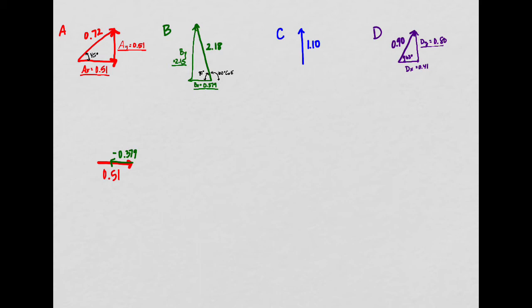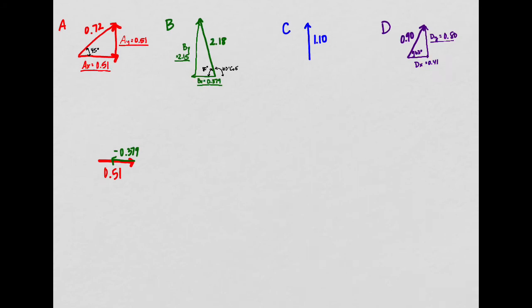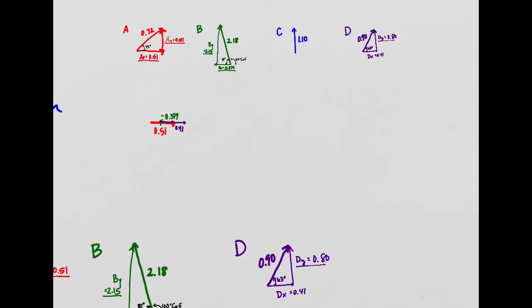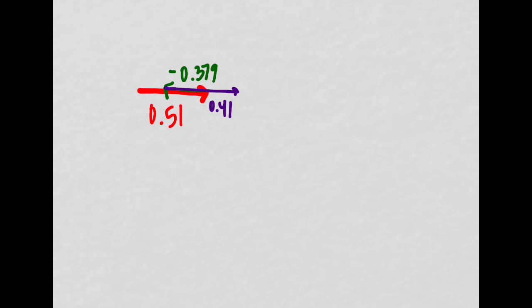Then we have DX, and DX is 0.41 in the positive direction. Since I have to start where I ended, I go here, and I don't pick up my pen. I go backwards. Now I need to go 0.41 in this direction. Before we move on, we won't resolve it yet. Let's just leave it like that. Okay, so there we go. Those are our three vectors in this situation.